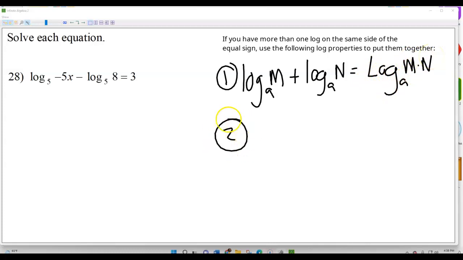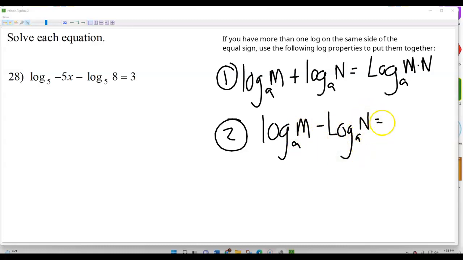That's one of them. Another one, which is the problem we're looking at right now, is if you have two logs that are being subtracted, you could put those together as one logarithm by dividing them. The one that comes first goes on top, and the one that comes second goes on the bottom. And that's the property we're going to use for this particular problem.